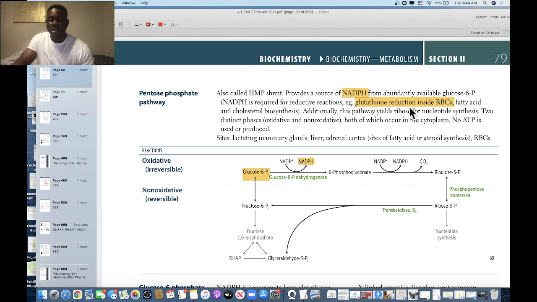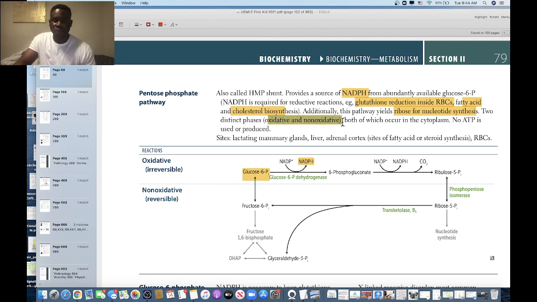The next place we use NADPH is fatty acid and cholesterol synthesis. Very important. The most important one is the removal of the free radicals. Additionally, this pathway yields ribose for nucleotide synthesis. We'll see it down here. So let's just go straight.